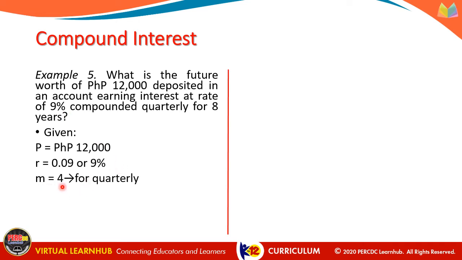M is equal to 4 for quarterly. It says here compounded quarterly. T is equal to 8 years. And we are required to solve for the future value or maturity value F. Okay, what is the future worth?